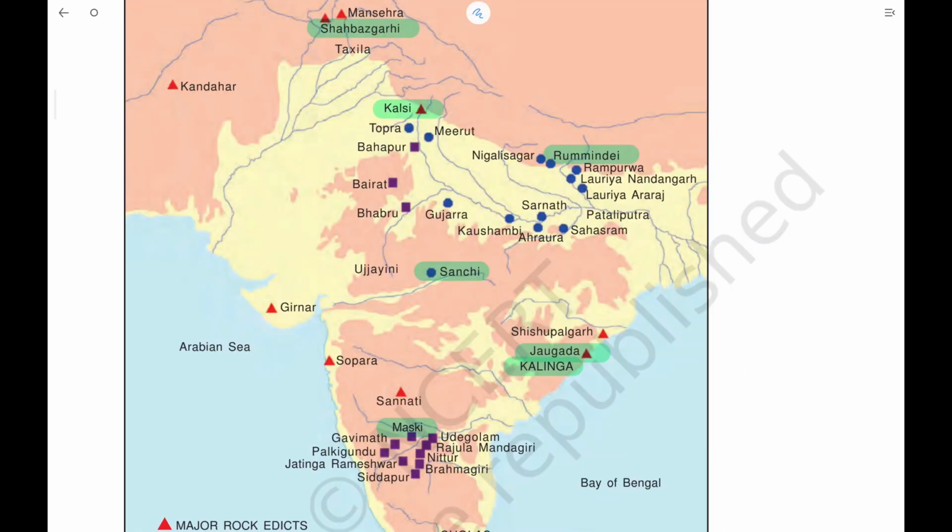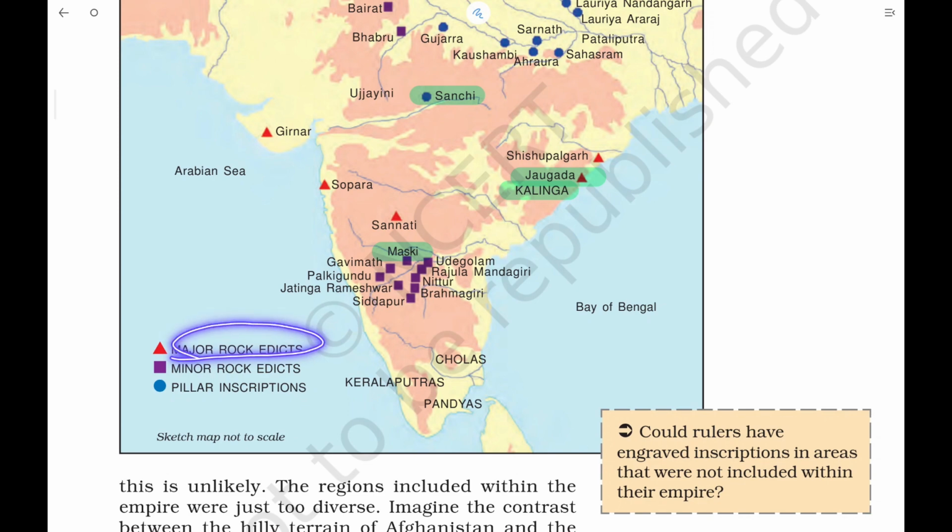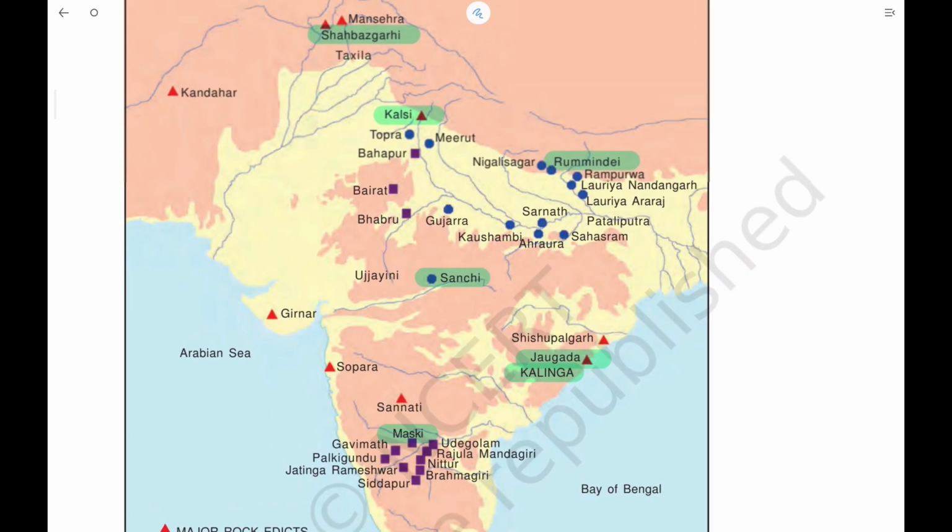Now this is the list of the various major rock edicts, minor rock edicts and pillar inscriptions of Ashoka. Now I have underlined some of these. Now you need to know the places. UPSC has asked 3 to 4 questions till now. Okay, so this chapter and this topic is very much a favorite of UPSC. So Rumindei inscription, a pillar inscription, is in Nepal, and it signifies the birth of Buddha, because Rumindei is in Lumbini, and Lumbini is the place where Buddha was born.